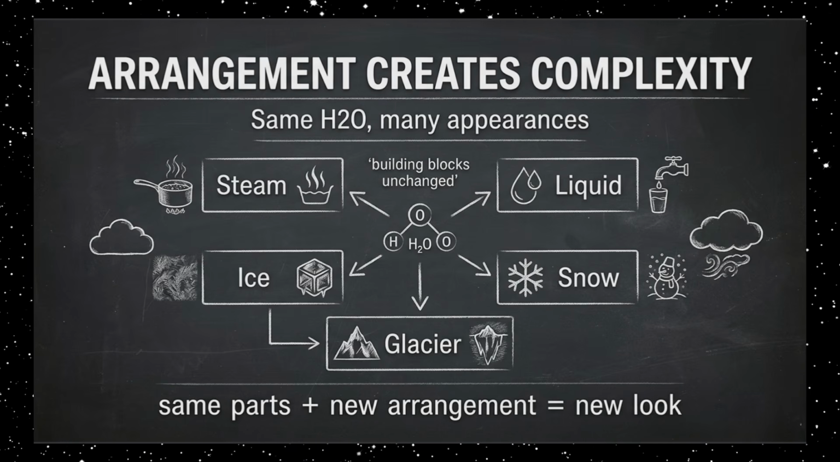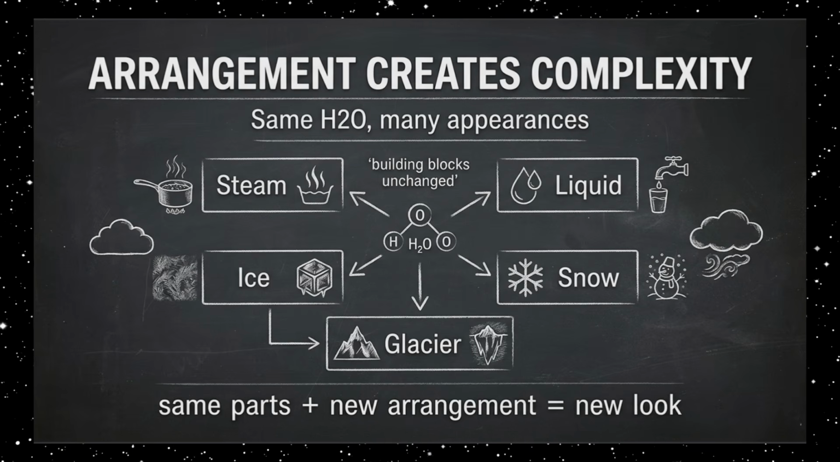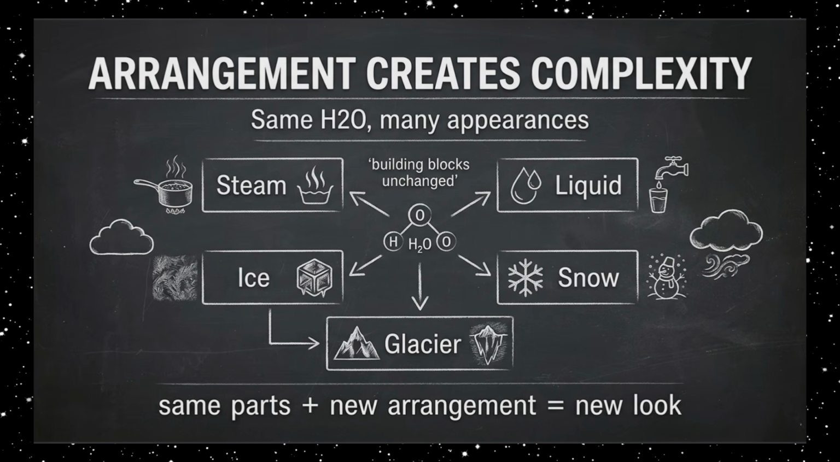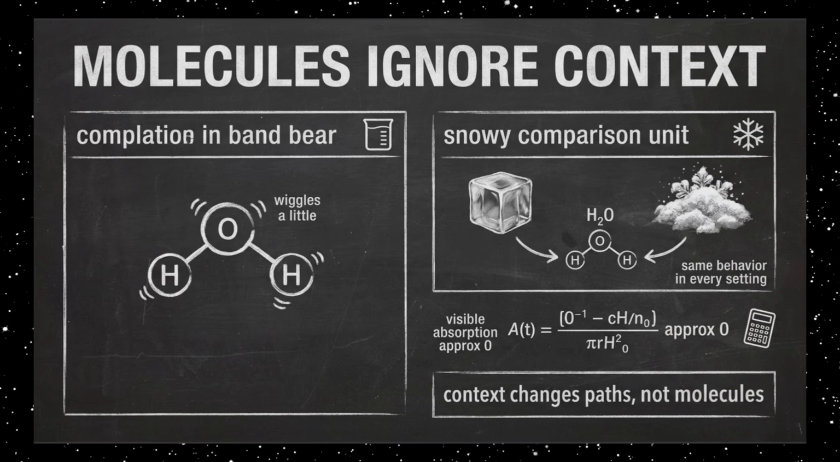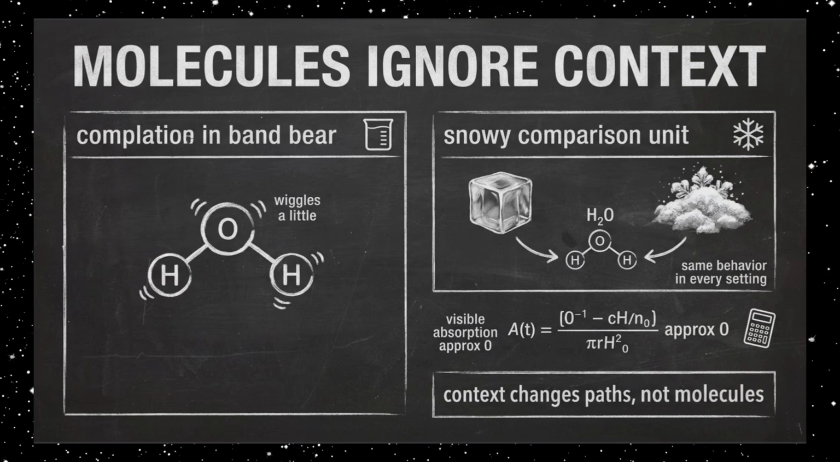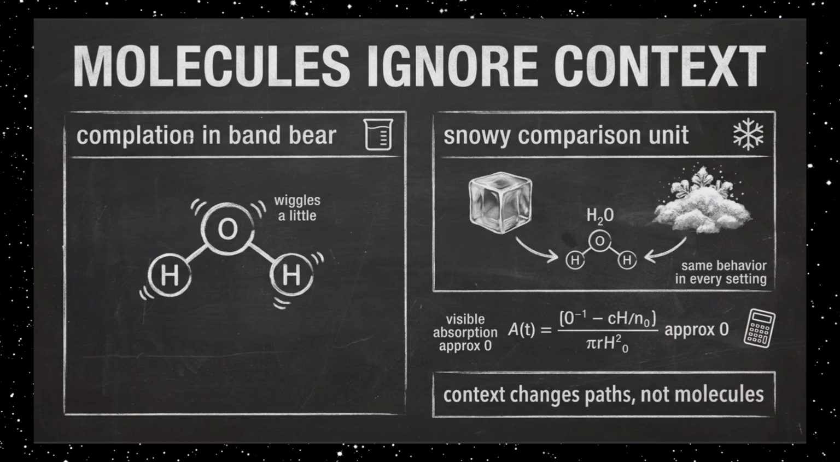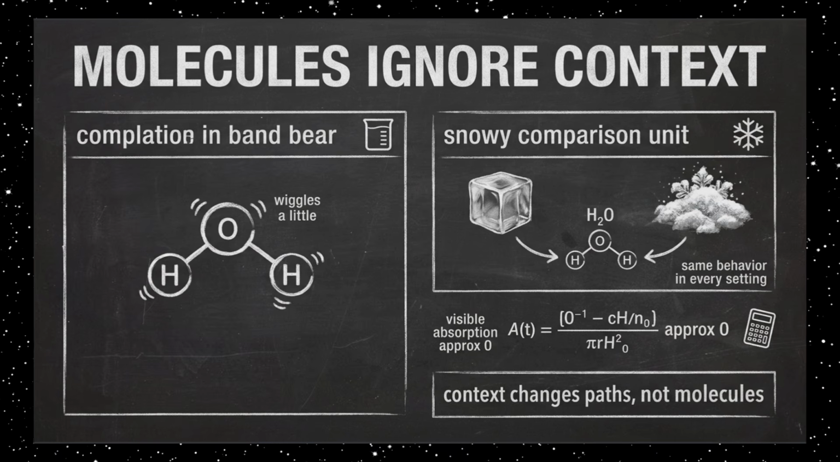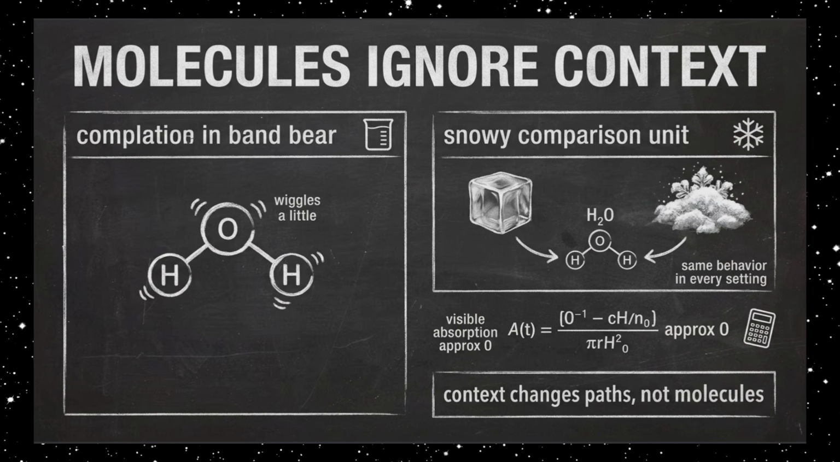Think about it. A water molecule is the same in steam, in liquid water, in ice, in snow, in a cloud, in a glacier. The molecule does not know what context it is in. It does not know it is supposed to be white when it is in snow and clear when it is in a cube. It is just sitting there, being a water molecule, doing the same thing it always does, which is wiggle a little bit and refuse to absorb visible light.